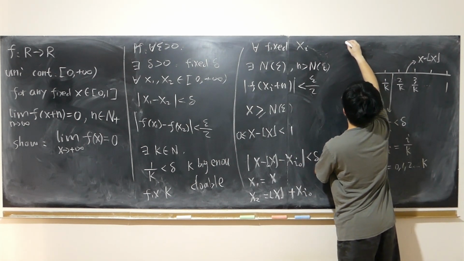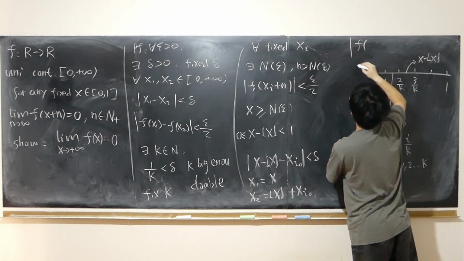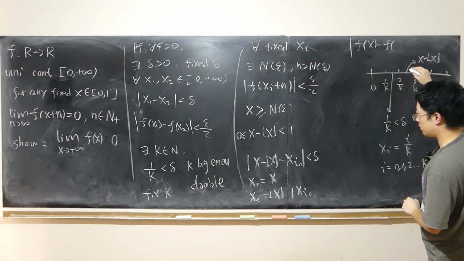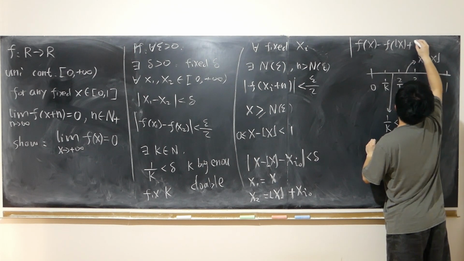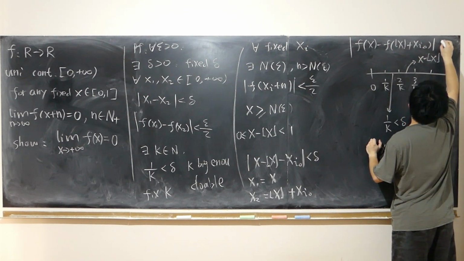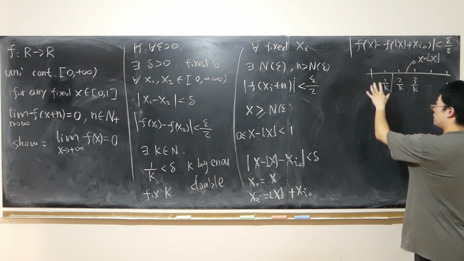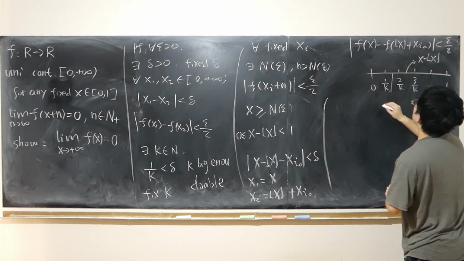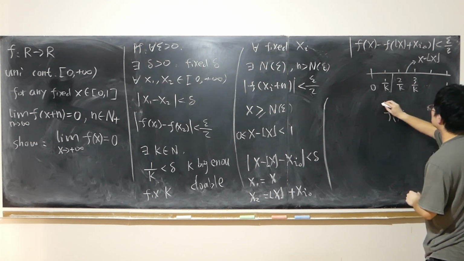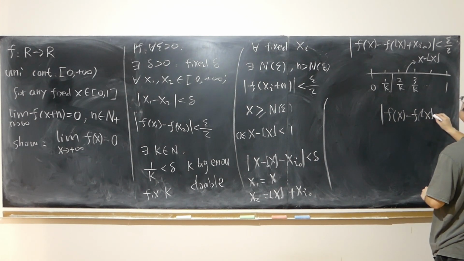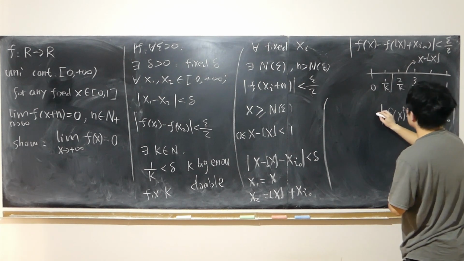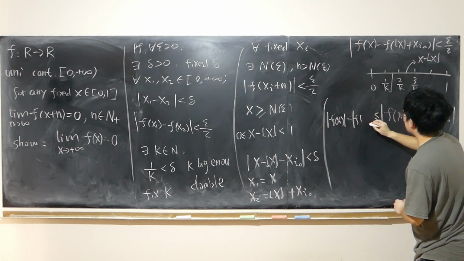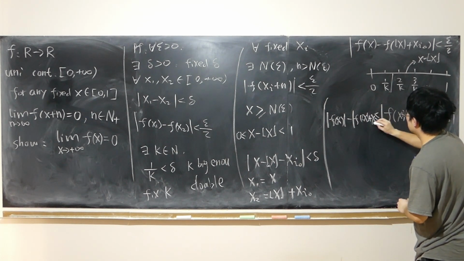So meaning I can have the absolute value of f of x minus f of floor of x plus xi naught can be smaller than half of epsilon. Also, because I know the triangle inequality, this absolute value of f of x minus f of floor of x plus xi naught is bigger than or equal to the absolute value of f of x minus the absolute value of f of floor of x plus xi naught.